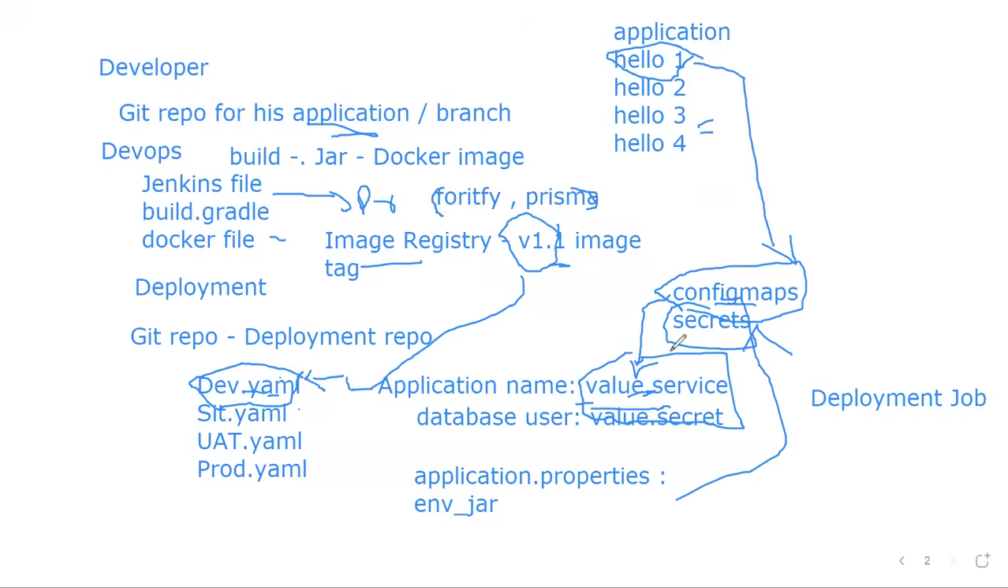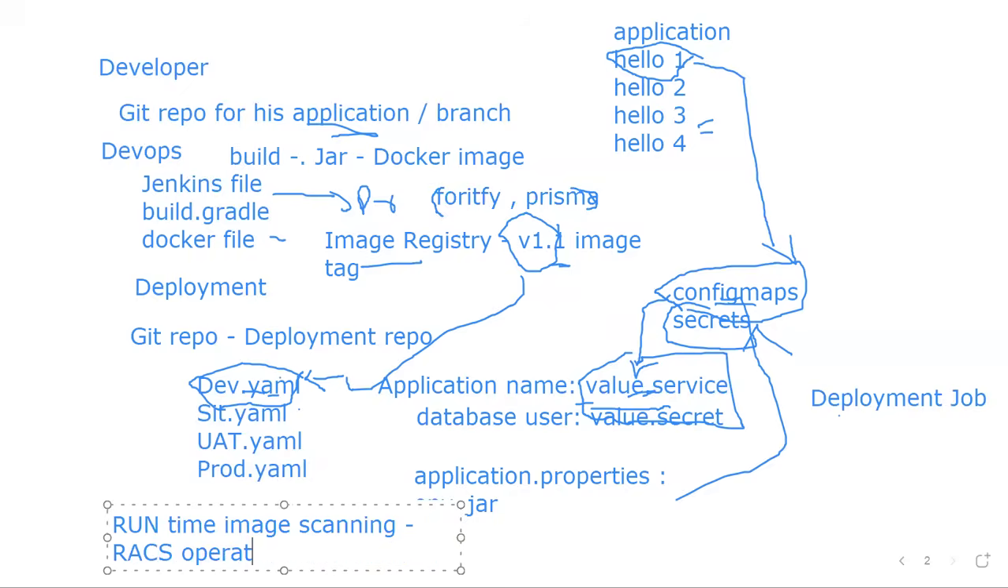Then once your image is created, you have to configure runtime image scanning in your OCP, which you configure using Red Hat Advanced Cluster Security. There's an operator to scan the images. I'm not going to add too much into this, but as a DevOps engineer, you have a lot of responsibility. The developer will just develop the code, but to run the dev, SIT and UAT environments, and finally the application in production without any issues, that is on you.